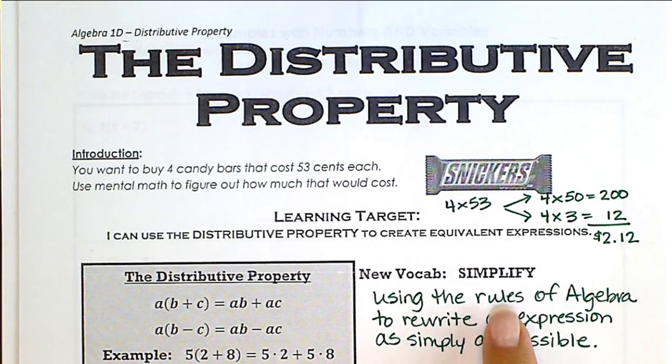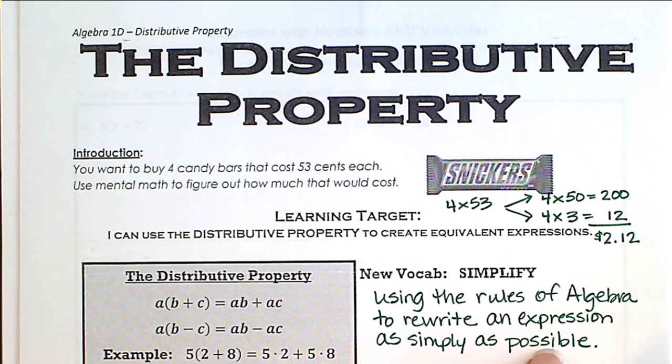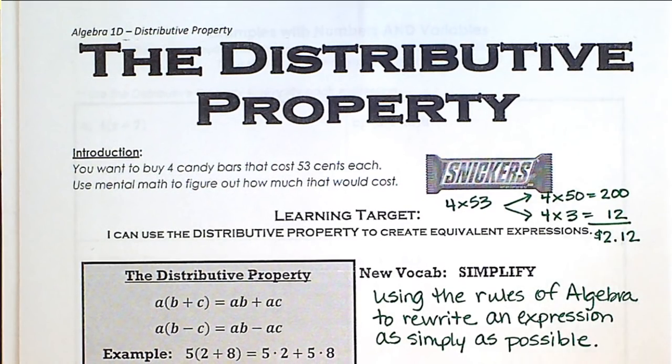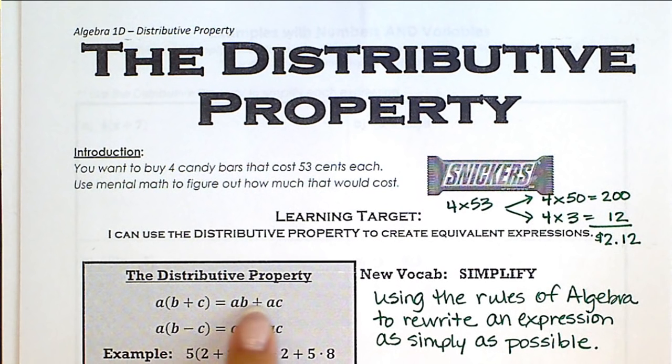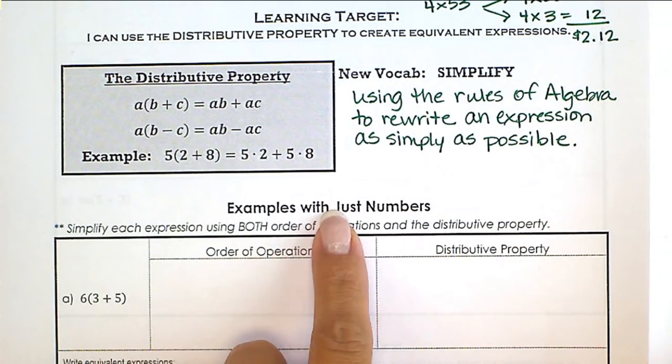So one quick thing, I want you to write down the vocab word for simplify. So we're going to be using the rules of algebra to rewrite an expression as simply as possible. So sometimes expressions we do not solve completely, sometimes we do, but it's just a way for us to simplify, just like we would simplify fractions. Okay, so here's the distributive property. Now this might look a little confusing right now, so I will come back to that shortly, but let's just jump right in and try the first examples using just numbers.